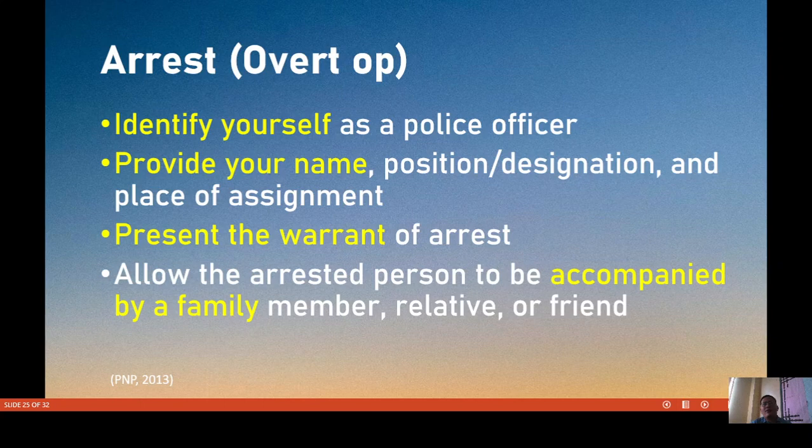For example, the offender is an old man or an old woman, and he or she has a nurse that takes care of him or her. So you can allow him to be accompanied by the nurse. So it depends on the circumstances. Or if the offender is a child in conflict with the law, you can allow the parent to accompany him to the police station.